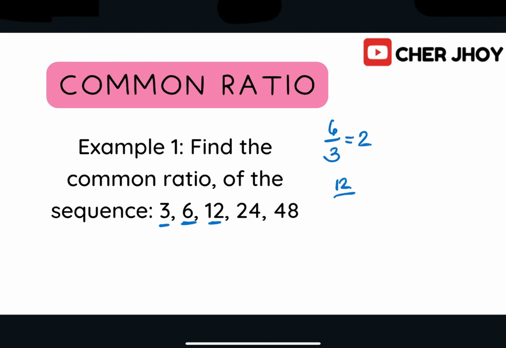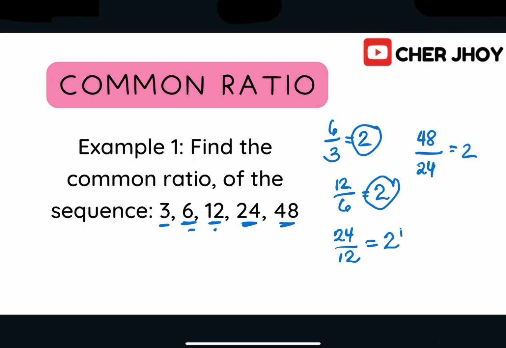12 divided by 6 is equal to 2. 24 divided by 12 is equal to 2. And 48 divided by 24 is equal to 2. Therefore, the common ratio of example number 1 is 2.